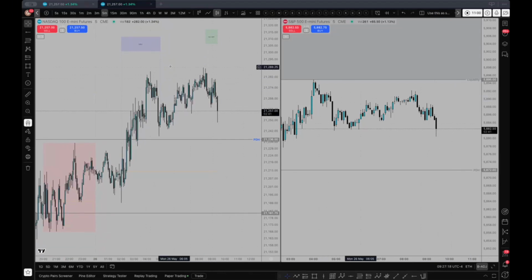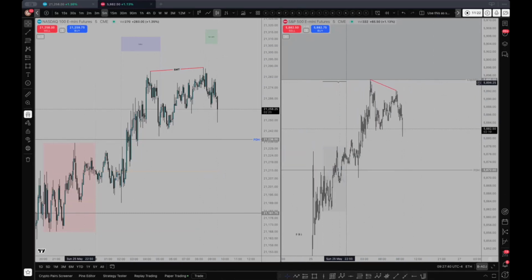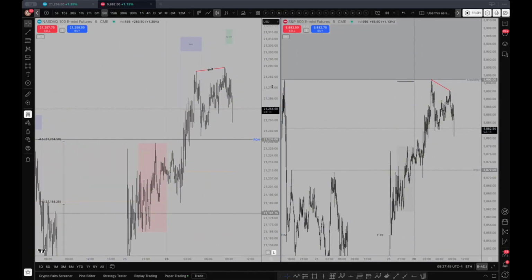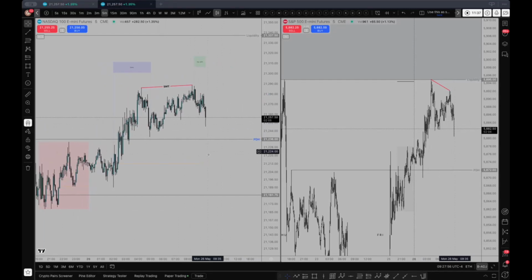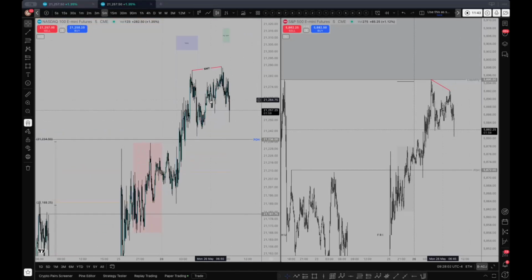Now, there is this SMT here. Yeah, so there's this SMT going on here, with this being lower. And we came into the standard deviation of Asia, which means we could possibly come down to the previous day high for a potential reversal. I think that's the easy target right now for the open.